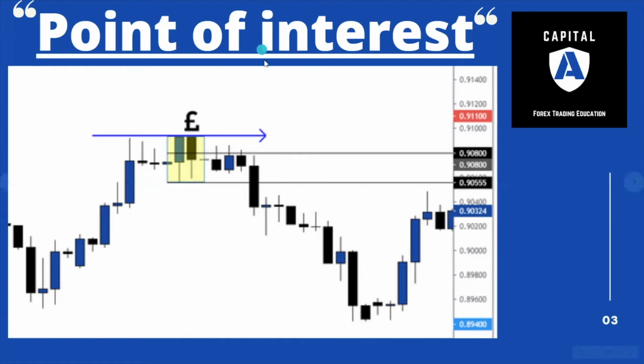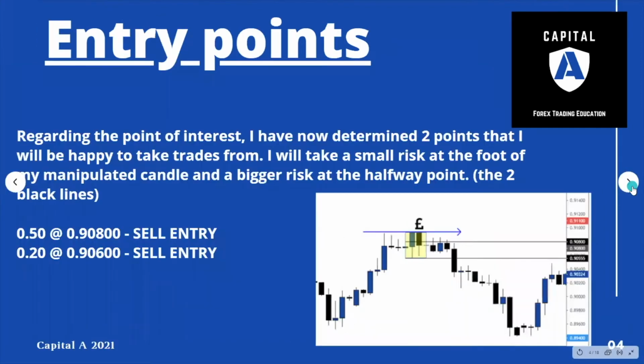Okay, now if I just roll on a bit more. Okay, so regarding the points of interest, I have now determined 2 points that I will be happy to take trades from. Okay, I will take a small risk at the foot of my manipulated candle. So that's this line here. The reason it's here is to let me know when price gets back into my manipulated area, I've got a line to let me know it's getting there. Okay, so I'll take a little entry. Let's say round about the 9600 over here. We'll do a 0.20 at the 9600 sell entry.